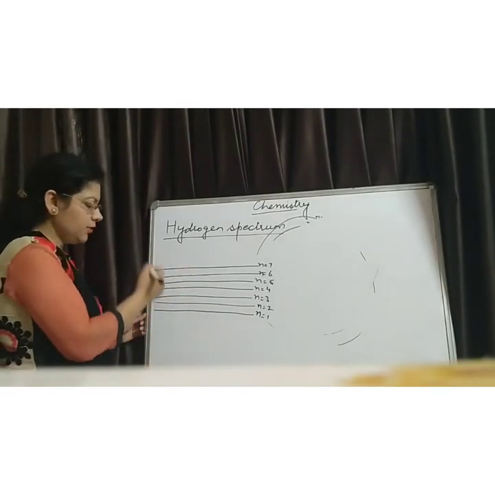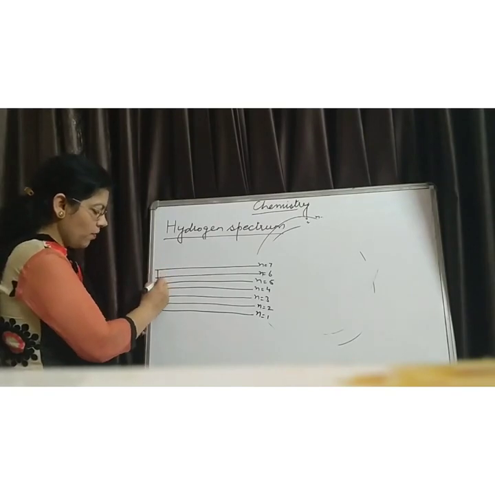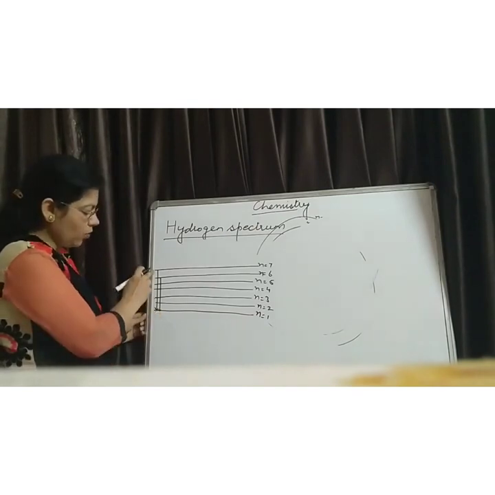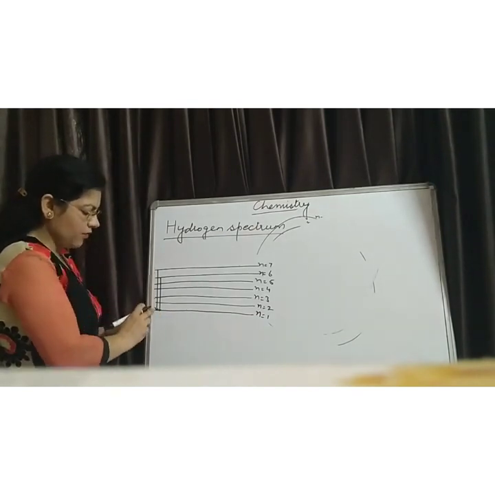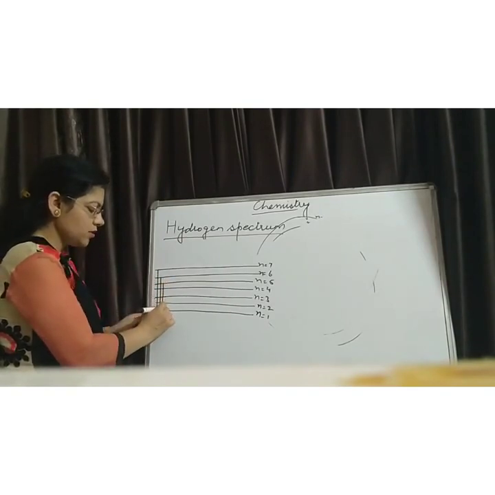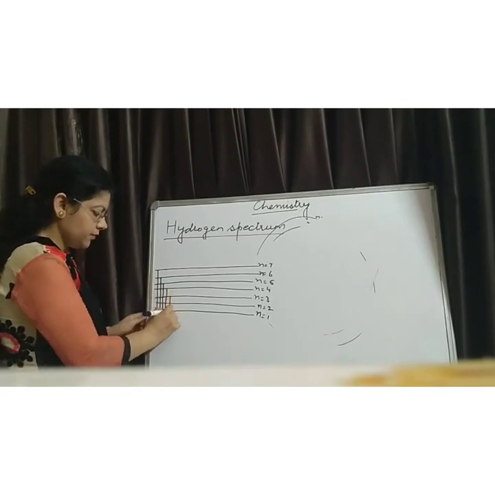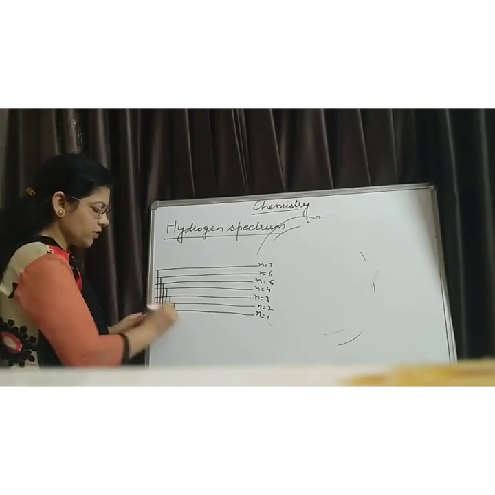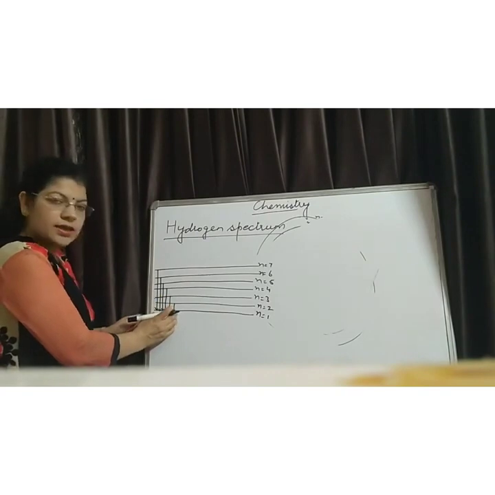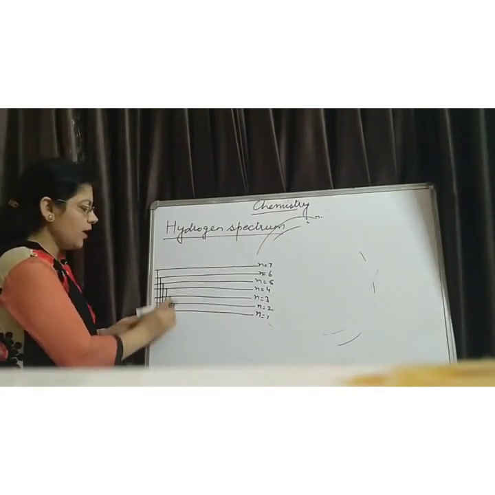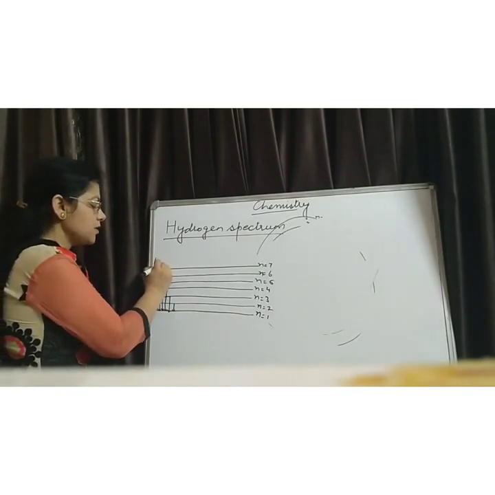Whenever the electron jumps from excited state to its ground state, meaning when the electron comes either from 7th orbit to 1st, 6th to 1st, 5th to 1st, 3rd to 1st, 2nd to 1st, a line is observed, and this line is known as the Lyman series.